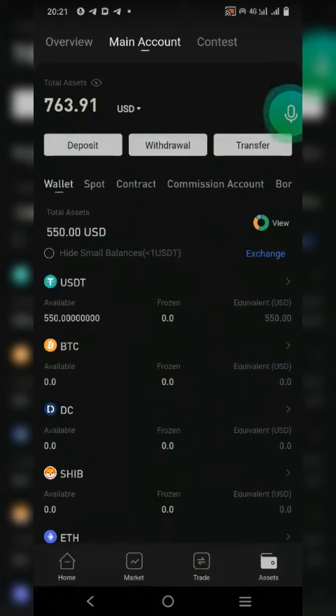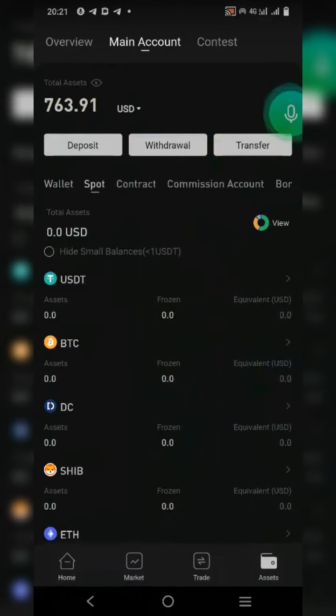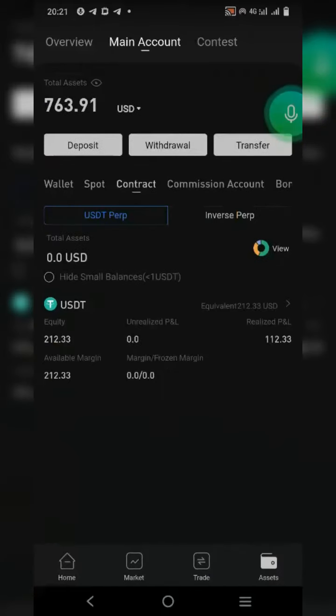So yeah, you can see on my wallet I have 550, but my total asset is 763. Where is the rest? It can probably be on the spot market, but clicking on the spot market, you're seeing 0. That means I'm not on the spot market. I am currently on the contract market. We click on contracts.